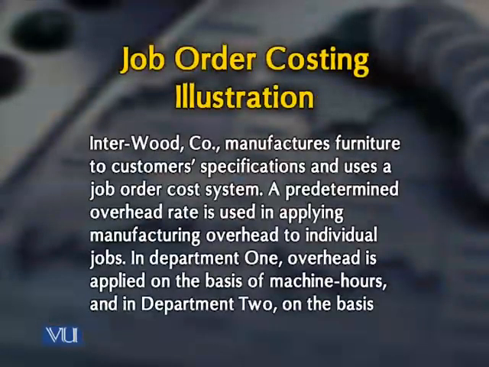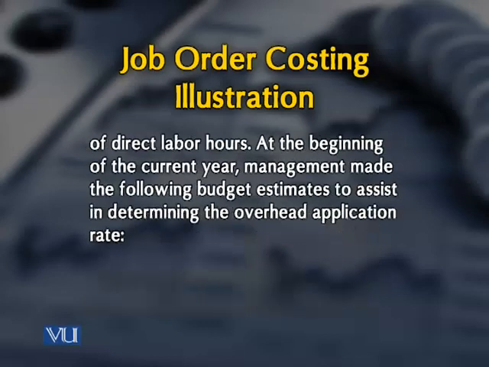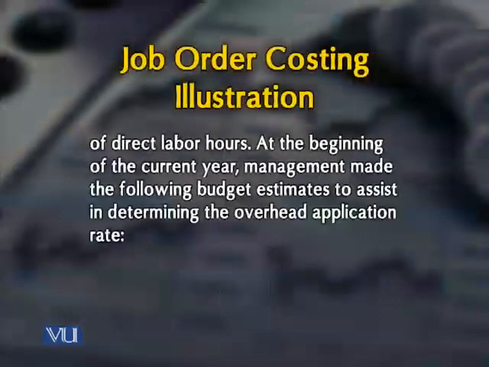Now in Department 1, overhead is applied on the basis of machine hours, and in Department 2 on the basis of direct labor hours. It simply means that this job will go through two departments, Department 1 and Department 2. In Department 1 we are going to use a machine hours rate, and in Department 2 we are going to use a direct labor hours rate. At the beginning of the current year, management made the following budgeted estimates to assist in determining the overhead application rates.